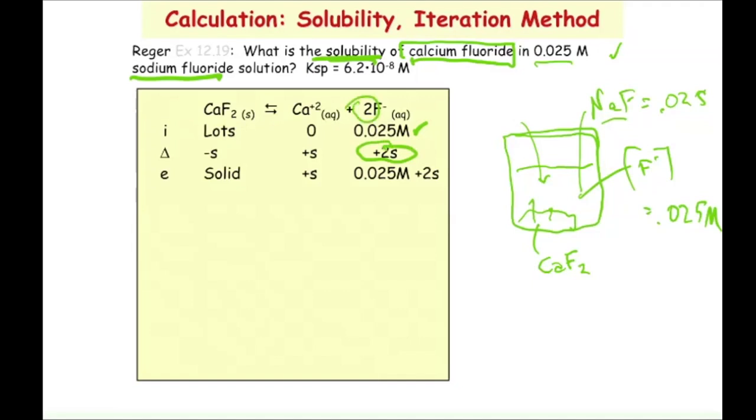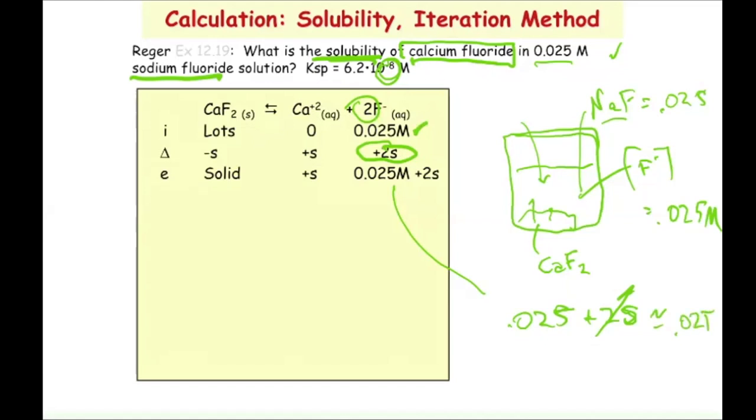And then you can make this assumption that 0.025 plus 2s, my s and my 5 look the same. This is a 5, that's an s. And you can assume this is negligible. Why can I make that assumption? Look at this number. That's 10 to the minus 8. When you have a number like that, that means not very much of it goes into solution. So you can make that assumption. And this now becomes 0.025.